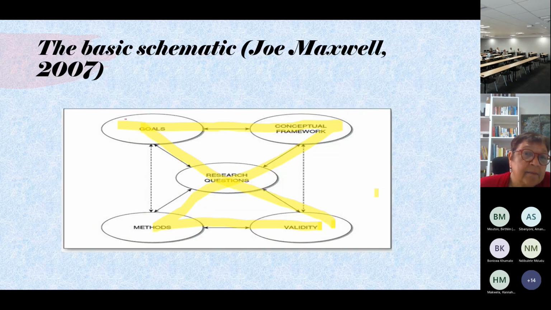So the basic schematic of Joe Maxwell's, can you see anything on that slide? Because I can't see bubbles. Can you see bubbles? Like 5 bubbles joining the points there. Can you see those?